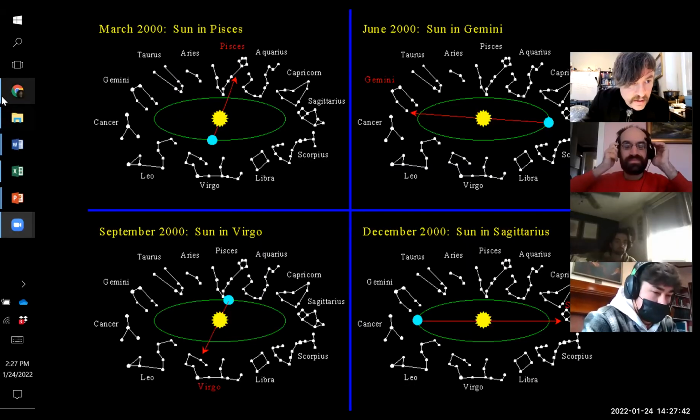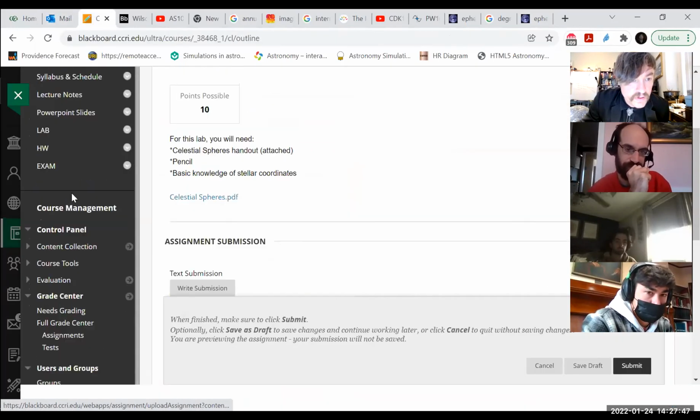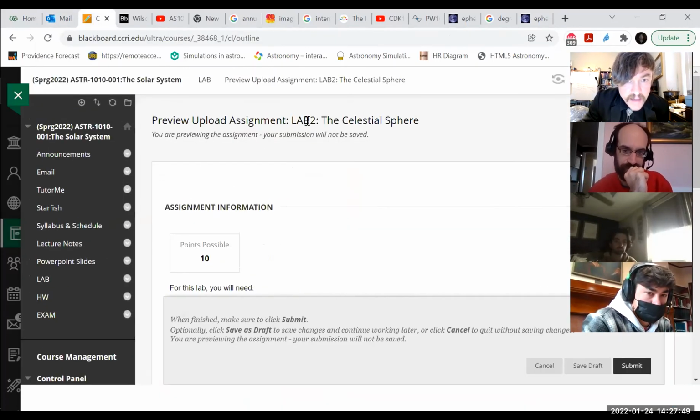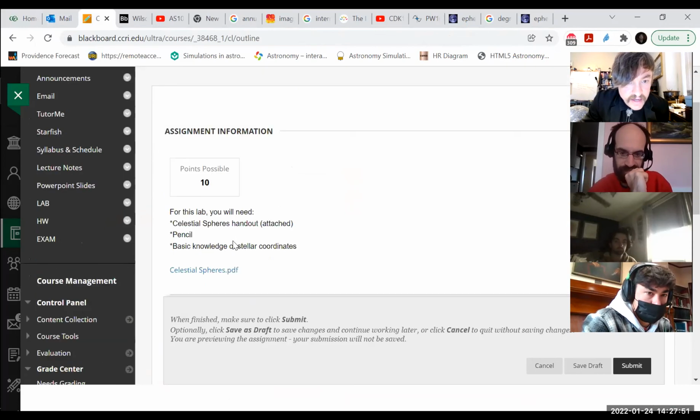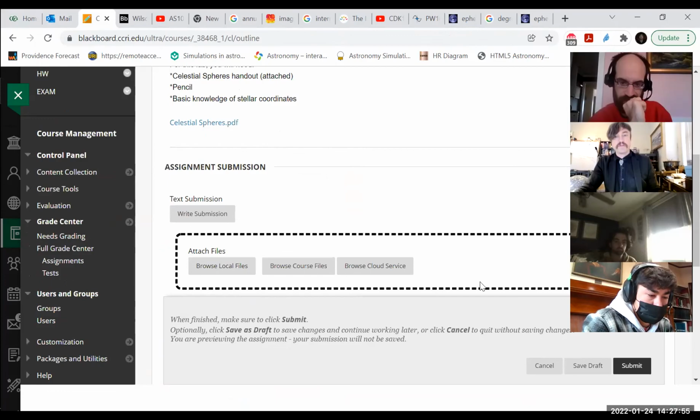We are done with lab number 2. Yay. Time to submit. You will submit a photograph of this page and a photograph of this page to lab number 2. Okay. You will submit it here, under Lab Assignment 2, Celestial Sphere. Click on that, and then browse local files and upload your picture. Okay. And I look forward to getting that lab from you.